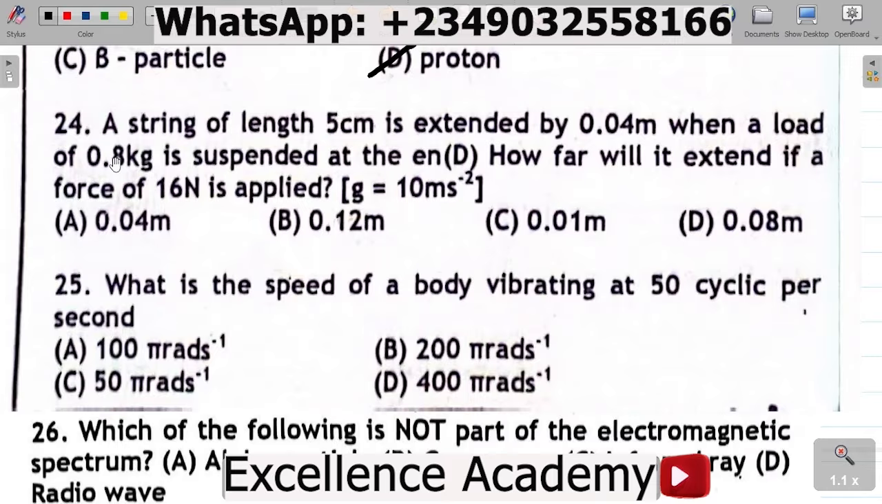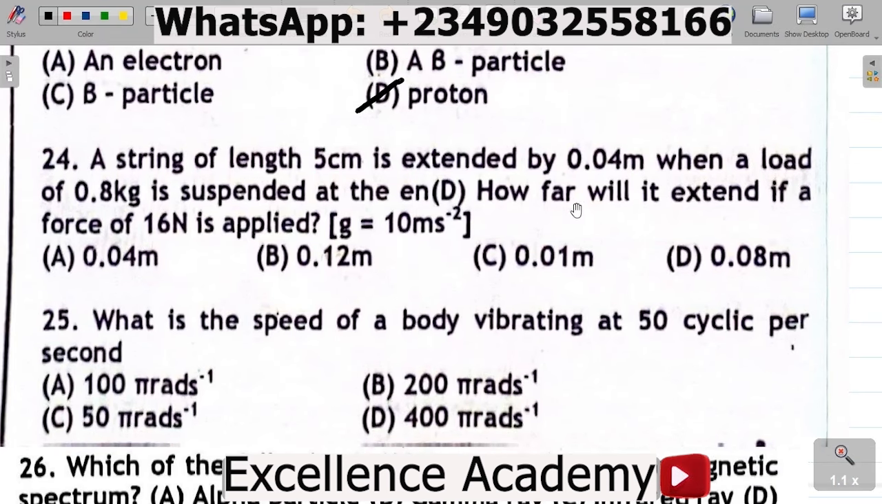Question 24 says, a string of length 5 cm is extended by 0.04 meters when a load of 0.8 kilogram is suspended at the end. How far will it extend if a force of 16 Newton is applied? You're asked to take g as equal to 10 meter per second squared.